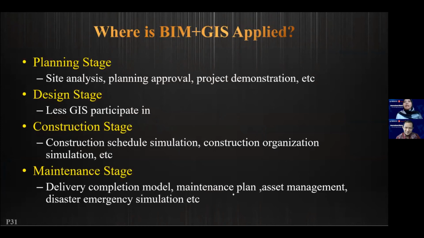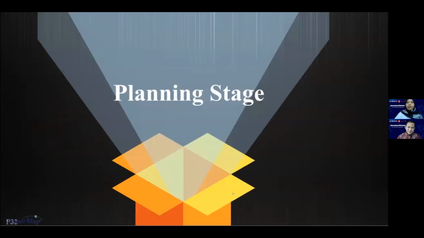Made. So where is BIM and GIS actually applied? BIM and GIS is applied on the entire life cycle of constructions, including the planning stage, design stage, construction stage, and maintenance stage. Let's discuss one by one. So the first one is the planning stage. Let's take a closer look at it.